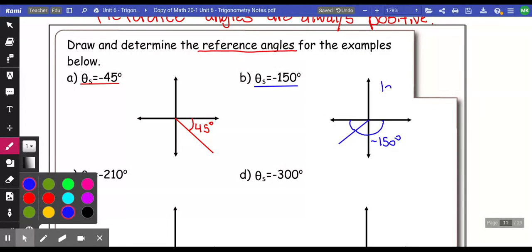This would be 180 degrees. Subtract away 150 degrees to get 30 degrees as your reference angle. Again, notice that reference angles are always positive.